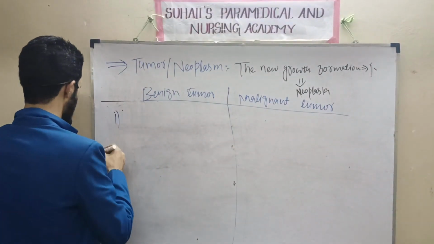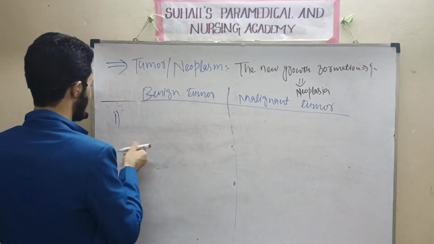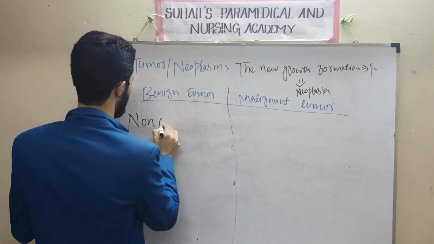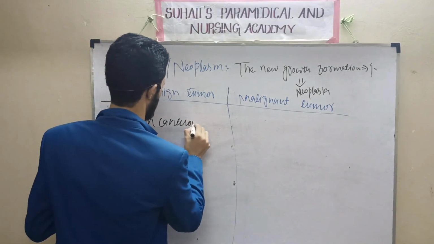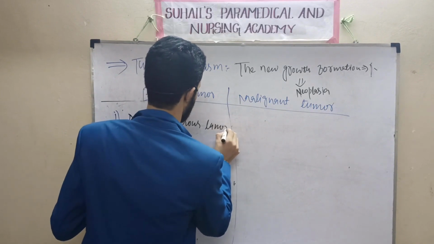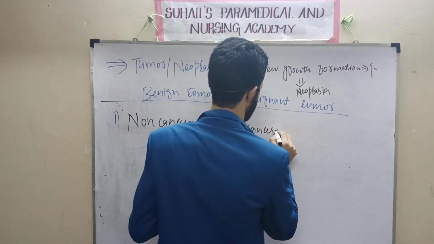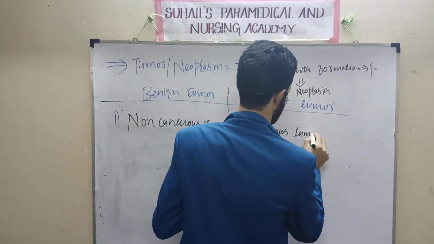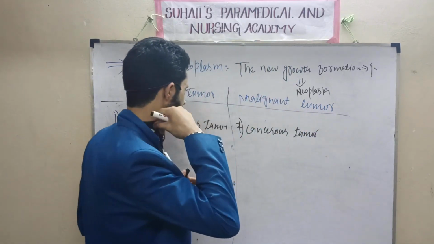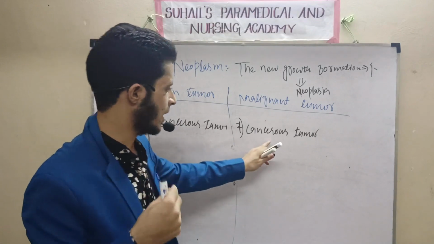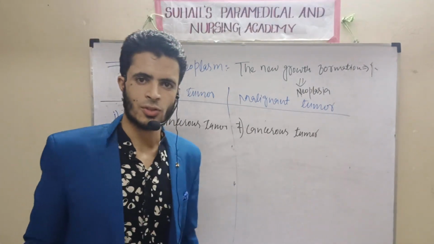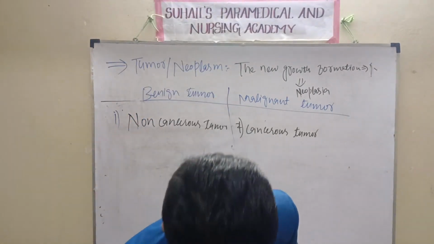Remember, this tumor is also called a non-cancerous tumor. But this is called a cancerous tumor. This is called a cancerous tumor, and this is called a non-cancerous tumor. Why is it called a cancerous tumor?